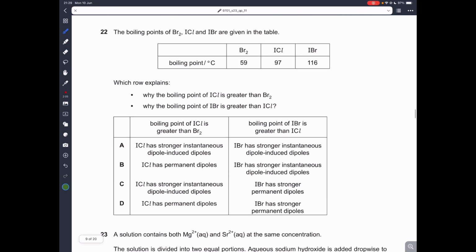Question 22. The boiling points of Br2, ICl, IBr are given in the table. Which rule explains why the boiling point of ICl is greater than Br2, and why the boiling point of IBr is greater than ICl? Now, for this one, we actually have to consider two things. We have to consider whether the molecule is polar or nonpolar, and we also have to consider the dipoles.